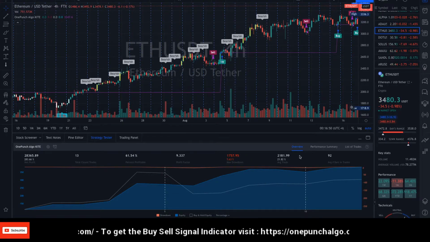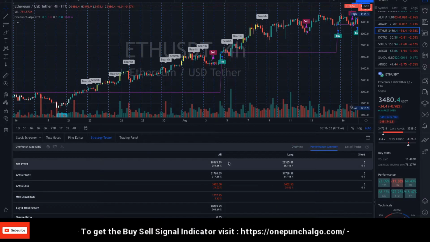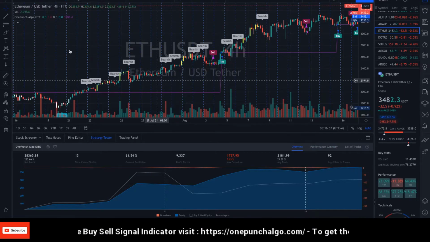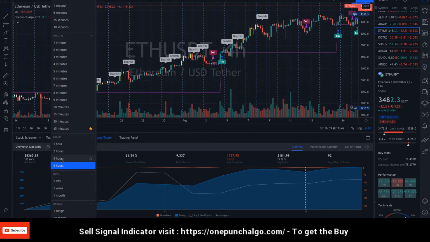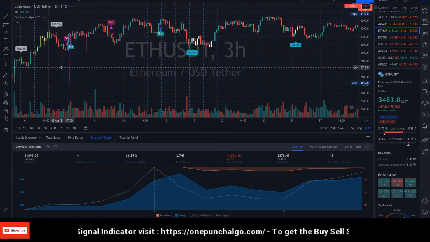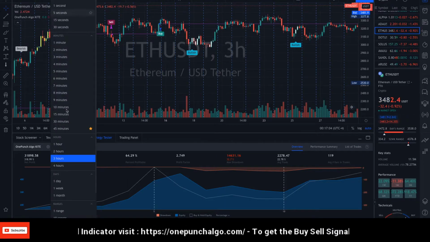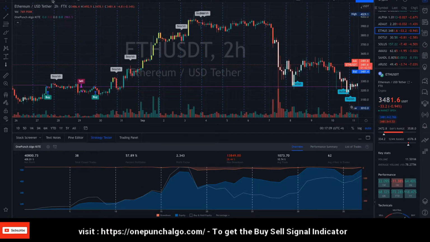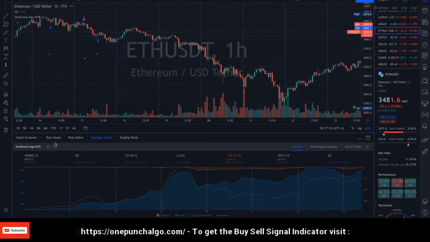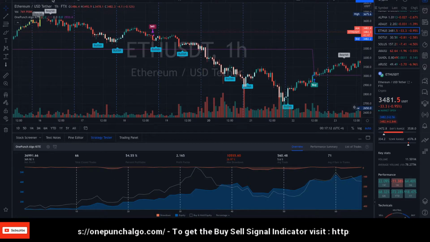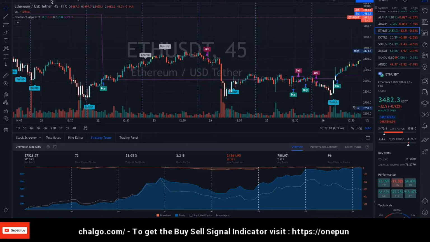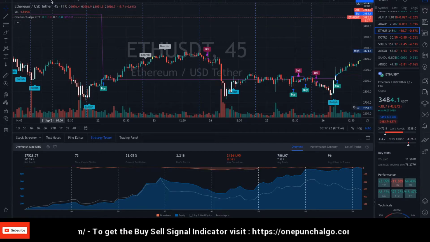Alright, so 4 hours gave me 283% versus 200 buy and hold. 208. Let's see if we can do better. 3 hours 300, 2 hours 400, 1 hour 369, 45 minutes is giving me 575.